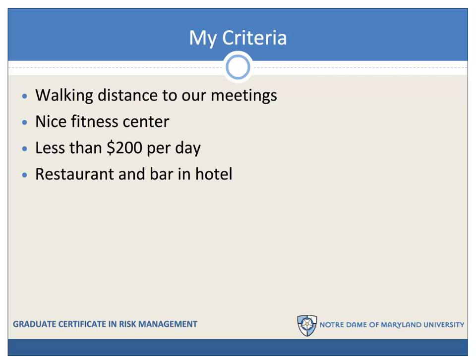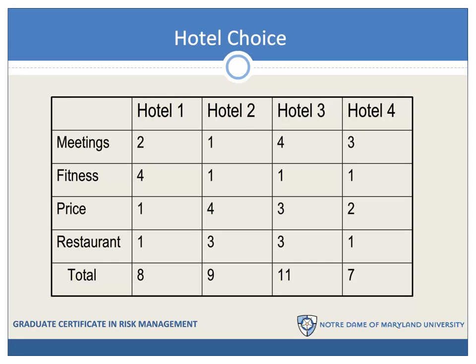Suppose I said that my criteria are that I want to be within walking distance to our classes, I'd like access to a nice fitness center, I don't want to spend over $250 per day, and I'd like a restaurant and bar in the hotel. Now you can give me some suggestions, and I could rate the hotels based on my criteria. And if low numbers are considered best, Hotel 4 looks like the best choice for me if all my criteria are equally important.